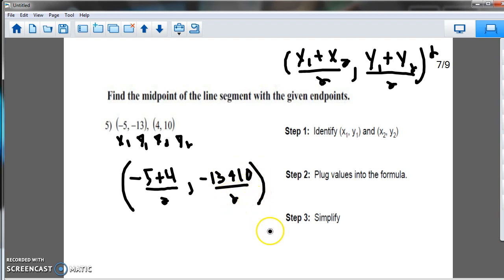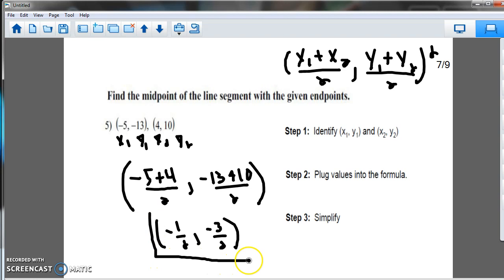So I plugged them in, and then we're going to simplify. So negative 5 plus 4 is negative 1 over 2. And then negative 13 plus 10 is negative 3 over 2. That would be your simplified form.